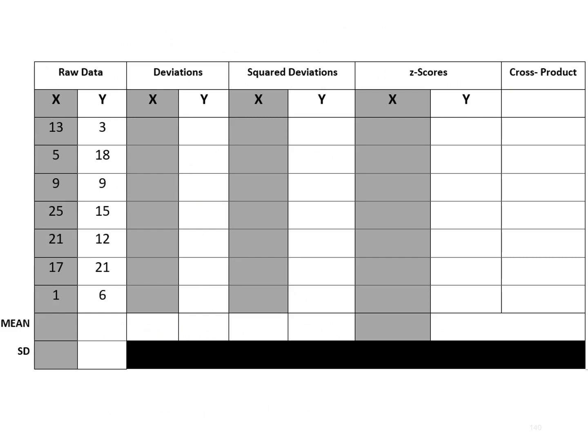Okay, let's use this data set as an example. So remember, the first step is to calculate the 5 basic statistics: the mean of x, mean of y, the standard deviation of x, and the standard deviation of y. Once you have those 4 statistics, then you calculate the correlation coefficient. So remember, the correlation coefficient is the average cross product of the z-scores. So once you find the z-scores, you're going to multiply those, add those up, and then find an average, and that's going to be your correlation coefficient.